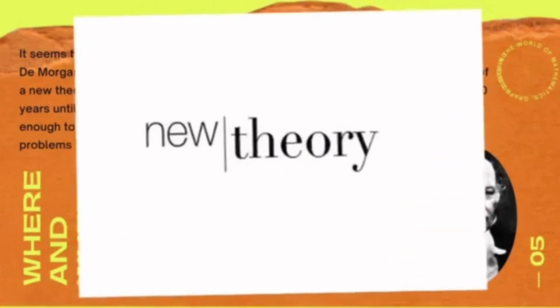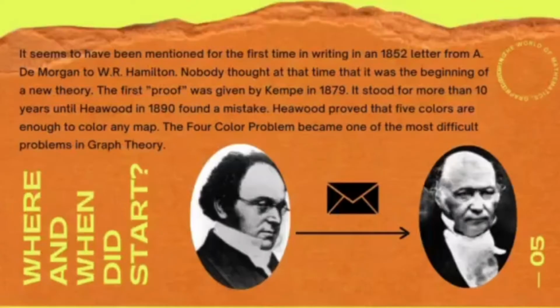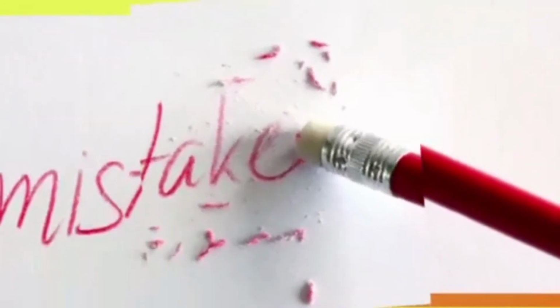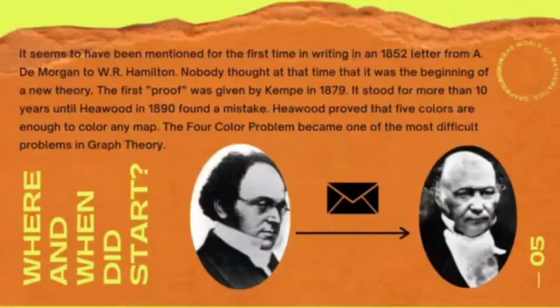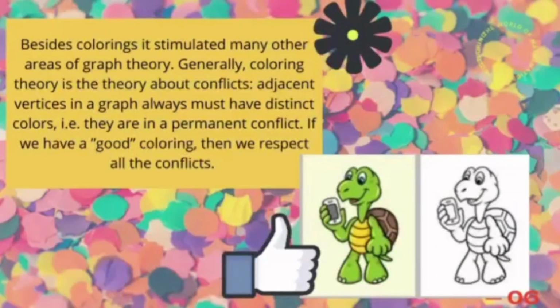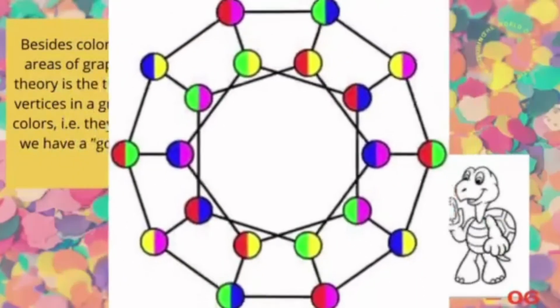The first proof was given by Kempe in 1879. It stood for more than 10 years until in 1890 a mistake was found. It was then proved that 5 colors are enough to color any map. The 4-color problem became one of the most difficult problems in graph theory. Besides coloring, it stimulated many other areas of graph theory.